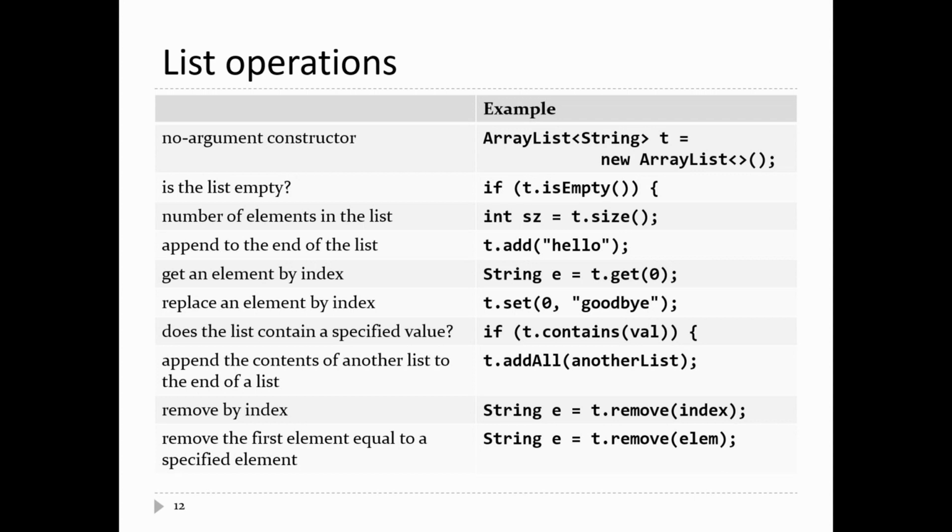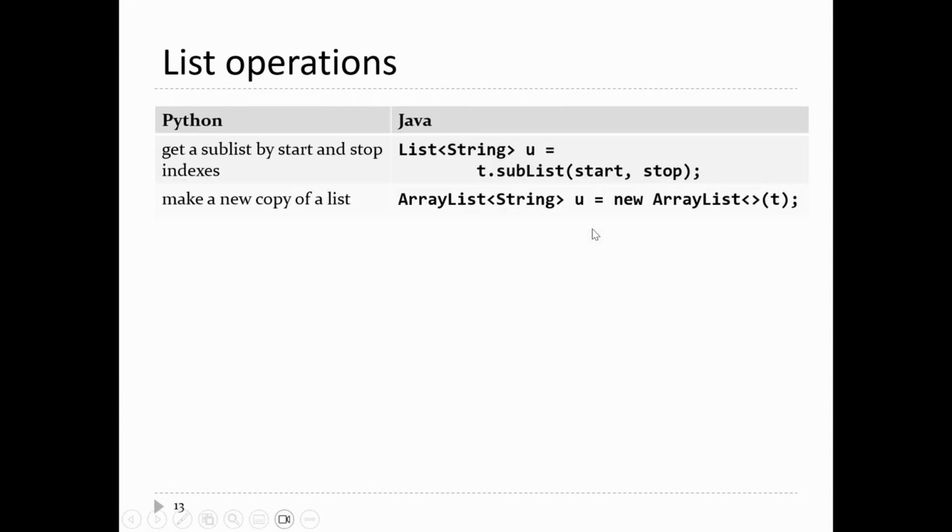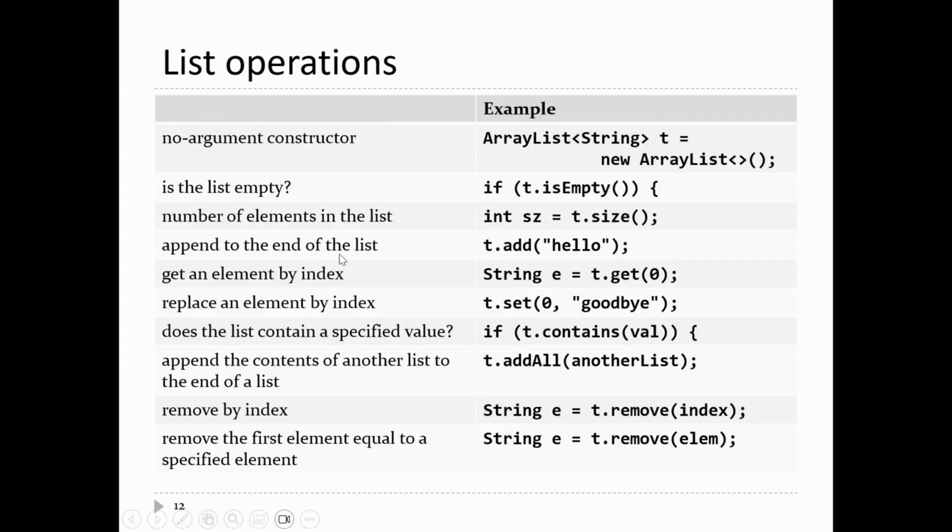How many elements are in the list? In Python, you would write len. In Java, you ask the list for its size. So that's t.size(). Add to the end of the list, that's the add method.